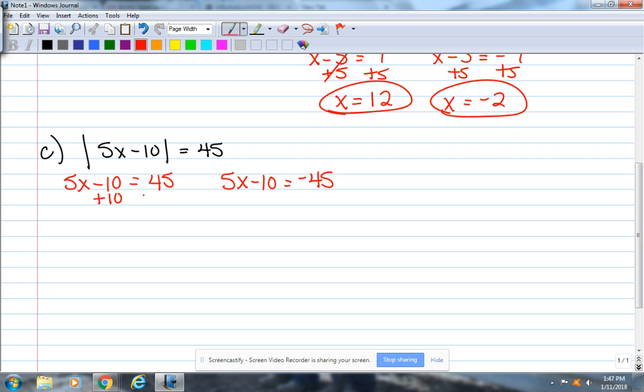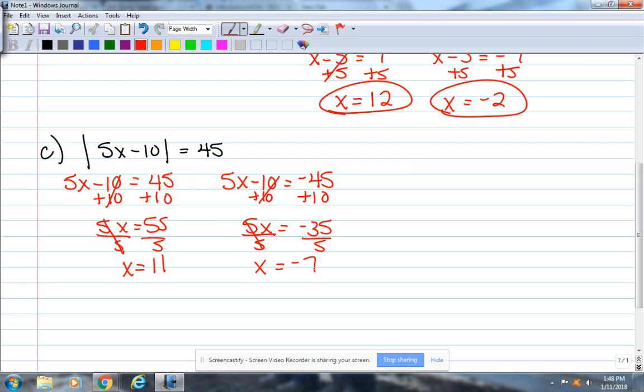So we're going to add 10 over here. 5x equals 55. Divide by 5, and x equals 11. And then we add 10 over here. 5x equals negative 35. Divided by 5, and x equals negative 7. So those are my two numbers that'll work.